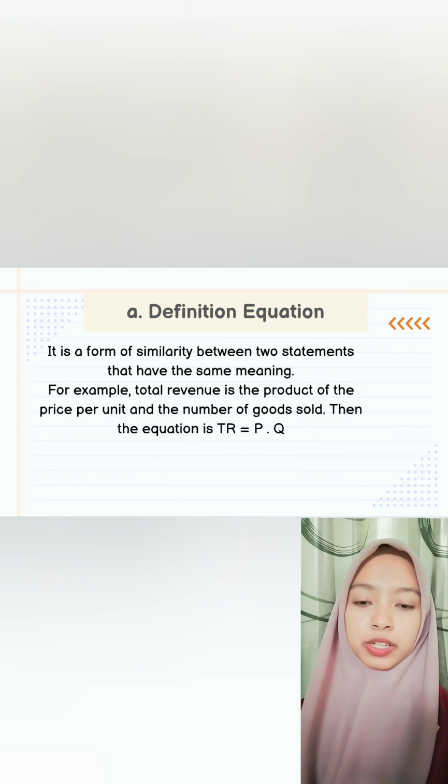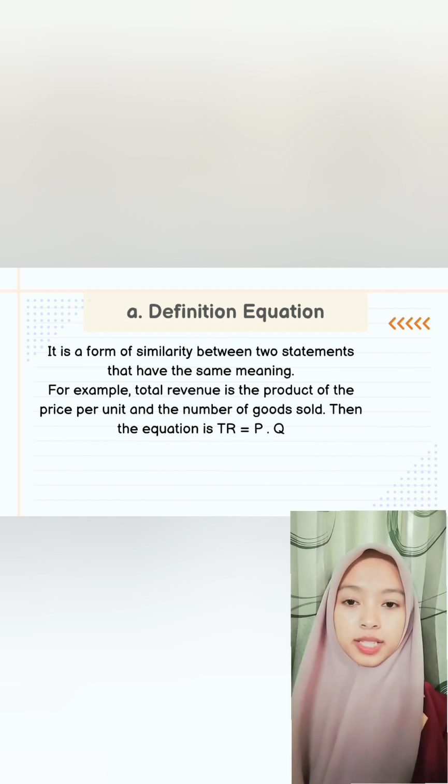A. Definition equation. It is a form of similarity between two statements that have the same meaning. For example, total revenue is the product of the price per unit and the number of goods sold. So the equation is TR equals PQ.